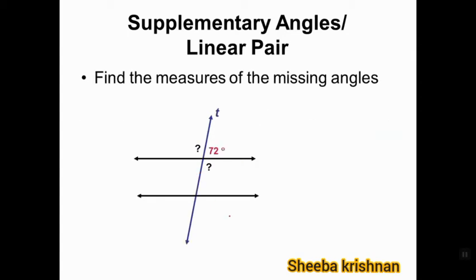Find the missing angles. Here it is given 75 degree. We know that these two angles make a straight line or straight angle. So the angle sum is 180 degree. To find this angle, we have to subtract 72 from 180 degree. 180 minus 72 is 108 degree.